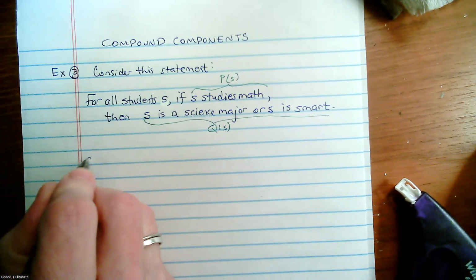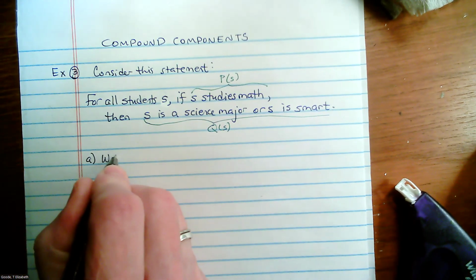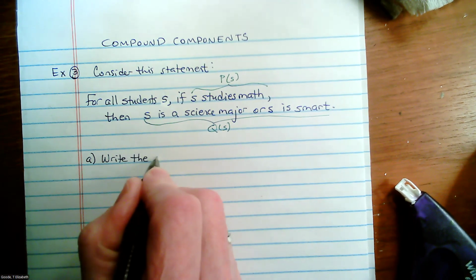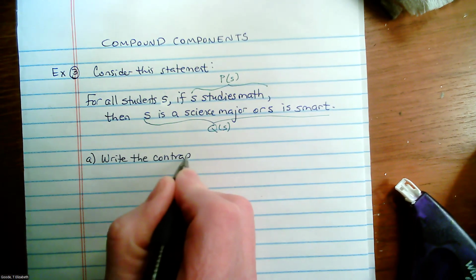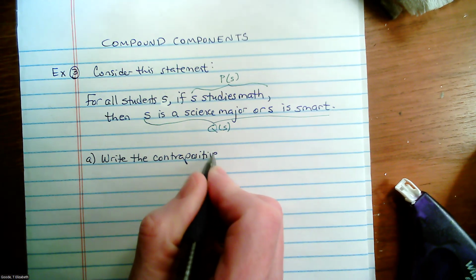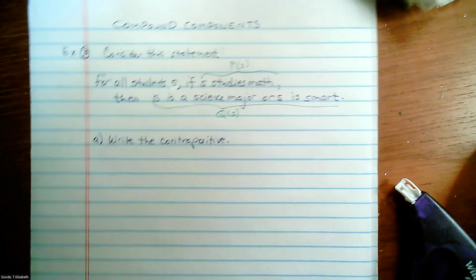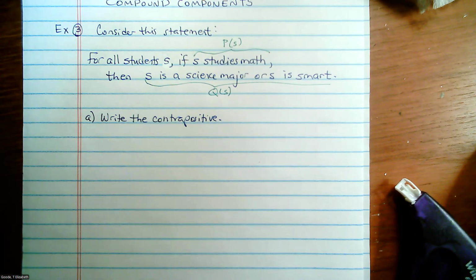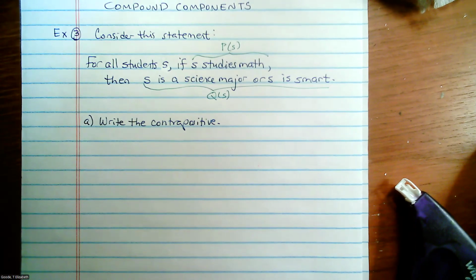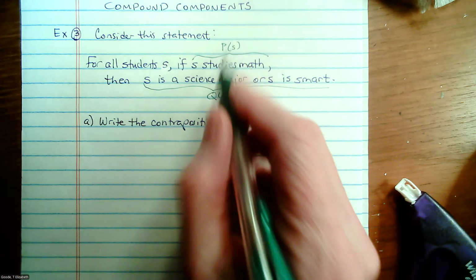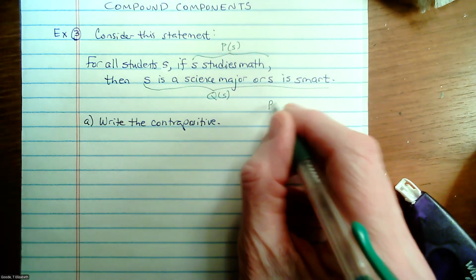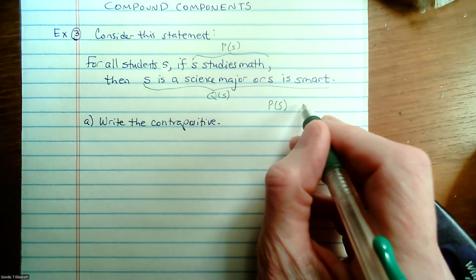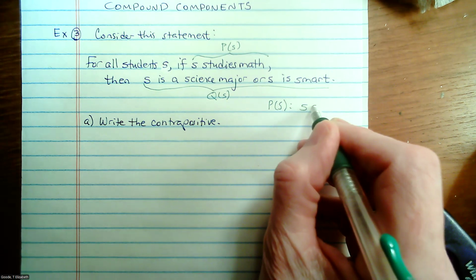And then we could play a couple of games. We could say, write the contrapositive, and then we can say, write the negation. Let's try those two. So this is an if-then statement. We could use P and Q as our key. That's what I'm doing here. I'm letting P of S be S studies math.